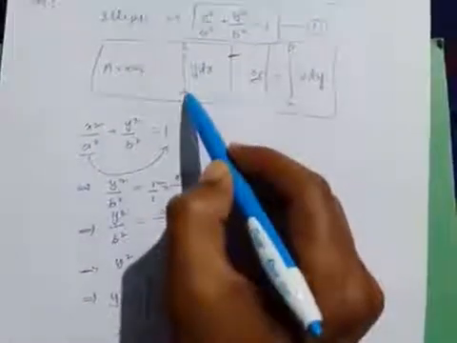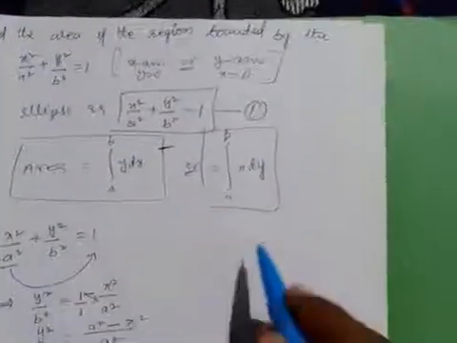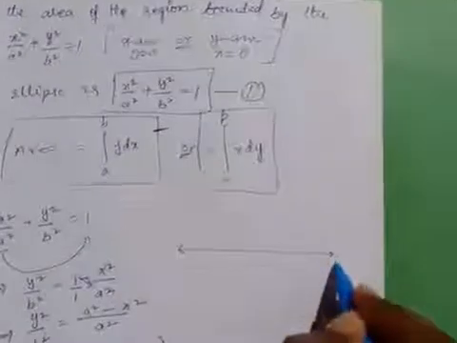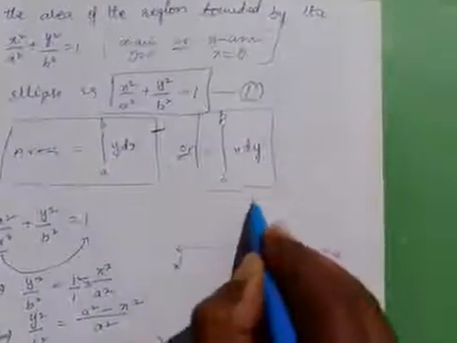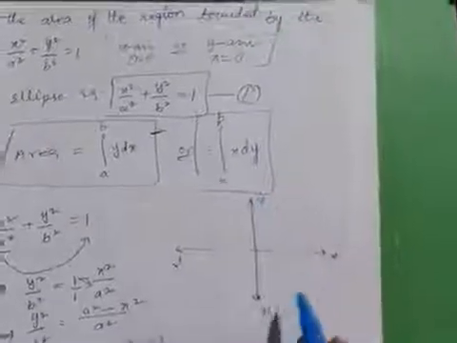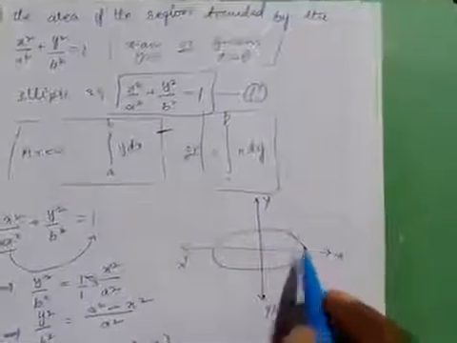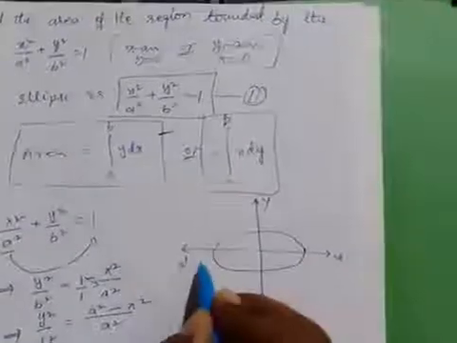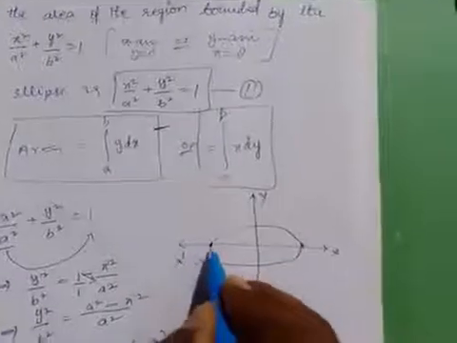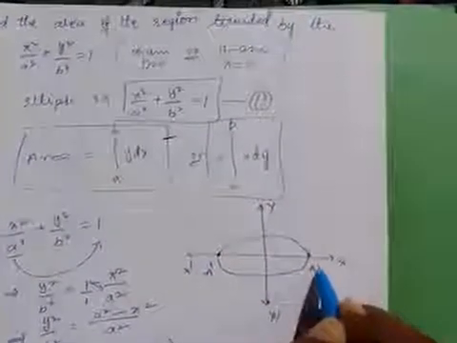So now we need to find the a and b values, meaning the limits. Let's see the sketch of the ellipse. This is the x-axis, this is the y-axis. See, this is the sketch. This is towards the x-axis, so these are the points of intersection of the ellipse towards the x-axis. This is minus a, this is a.